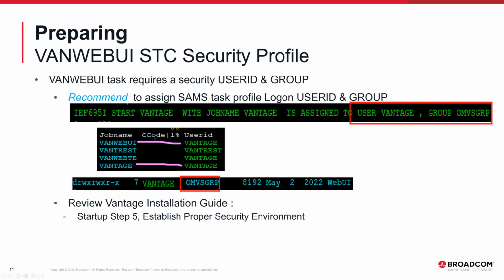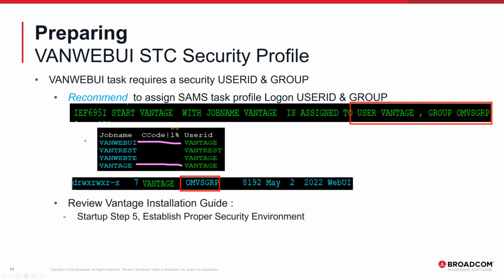So to verify what profile you are using for SAMs, I would go into browse this started task and look for the IEF 695I message. So my procedure's name is Vantage, and the job name is Vantage, and it's assigned to my security profile of Vantage. And then my OMVS group is OMVS group. So these two, the ID and the group, need to be assigned to the Van Web UI. So that's all you have to do. And then just put all the certificate information in that same security profile.